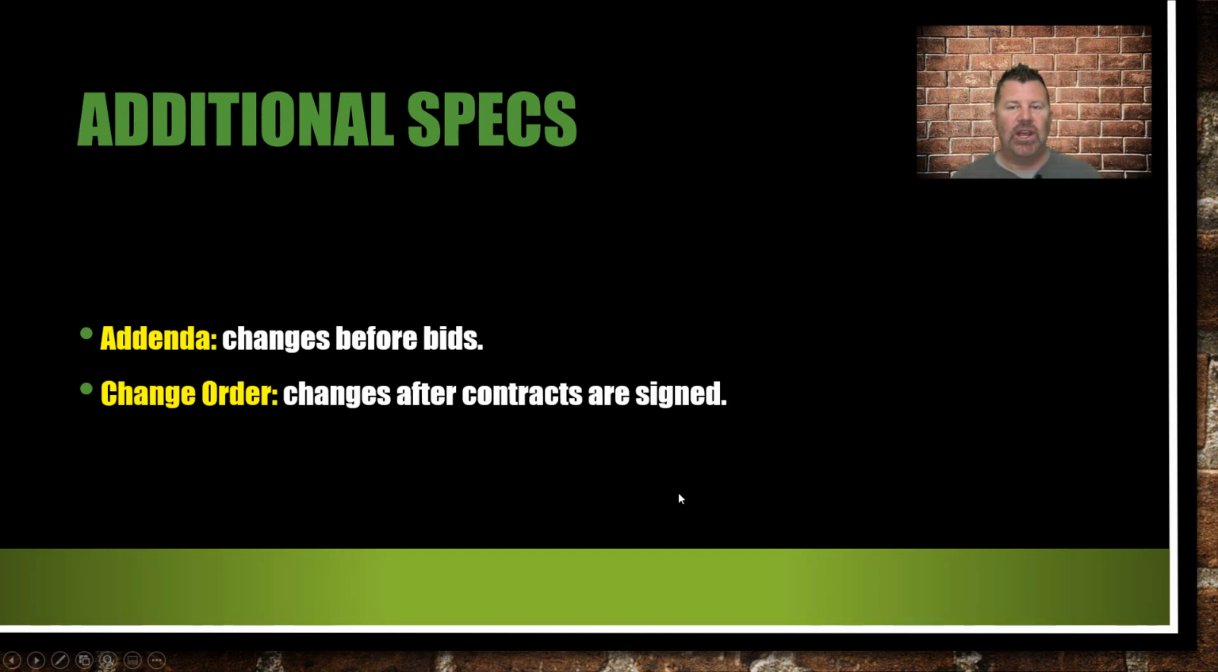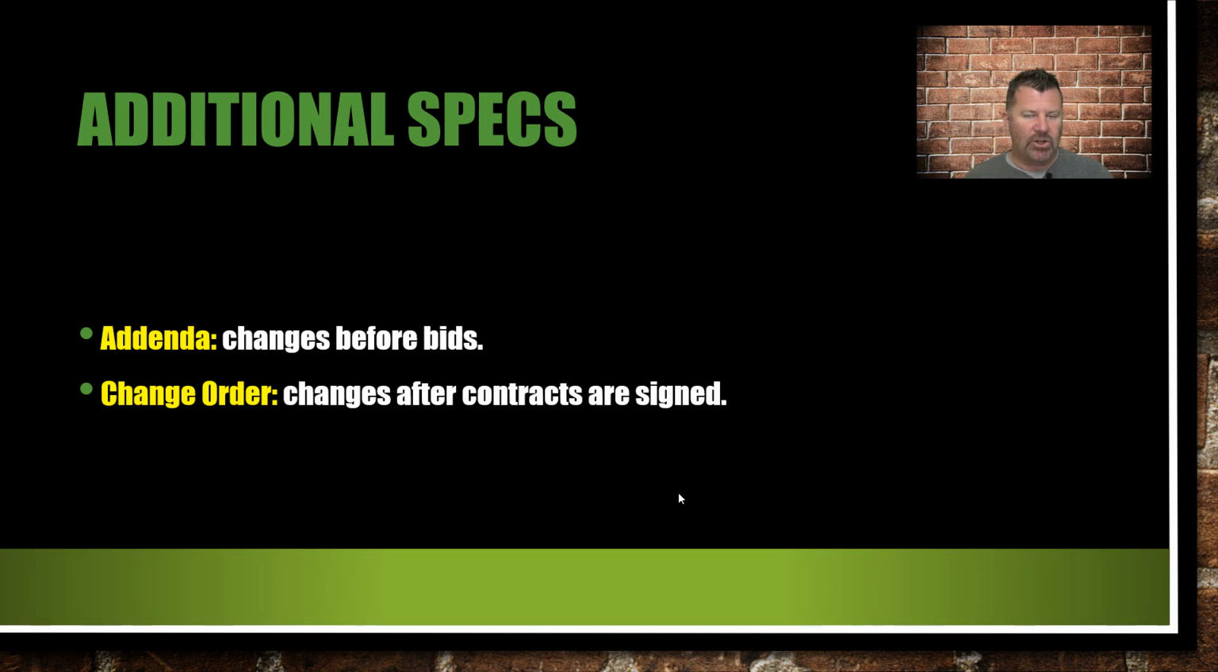Addenda is a change in the plans or specifications before the bids. So when you do bid on it, they're probably going to submit an addendum with it, so you can look at that from the original specifications and plans.